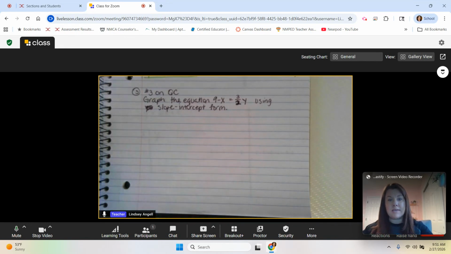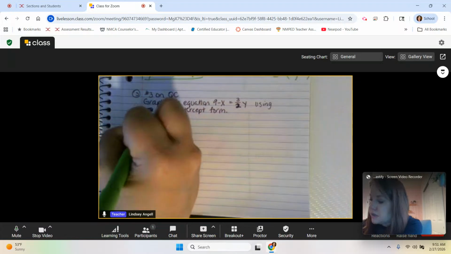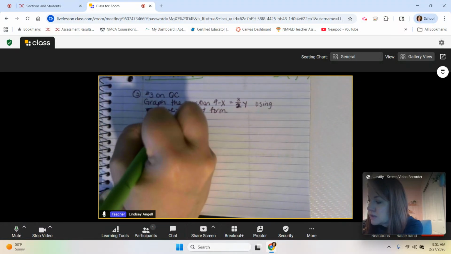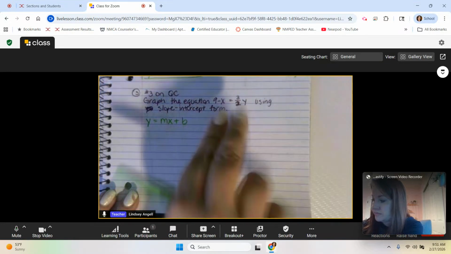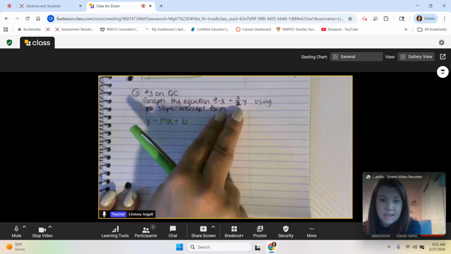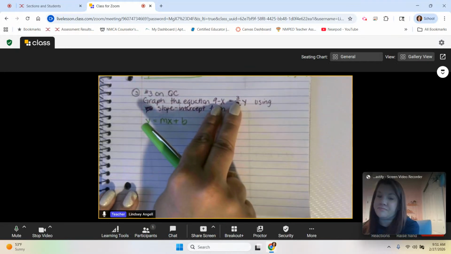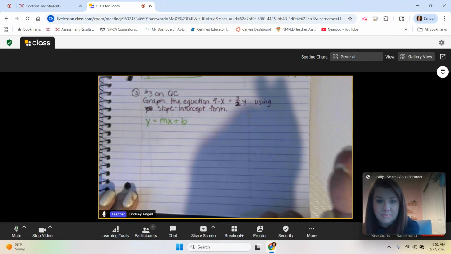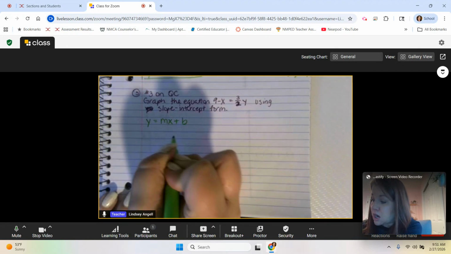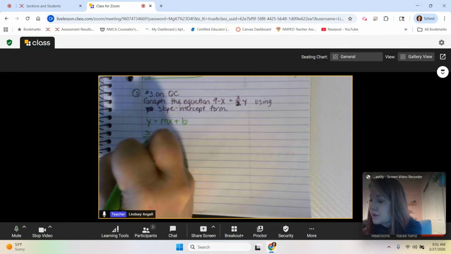With number 3, this is also number 3 from your quick check, so make sure you pay attention. It says graph the equation 9 minus x equals 3/2 y using slope-intercept form. So once again, we want slope-intercept form. The first thing I notice is that my variables again are on the opposite side of the equal sign than where I want them. So I'm just going to flip the whole thing to start out by getting them on the right side.